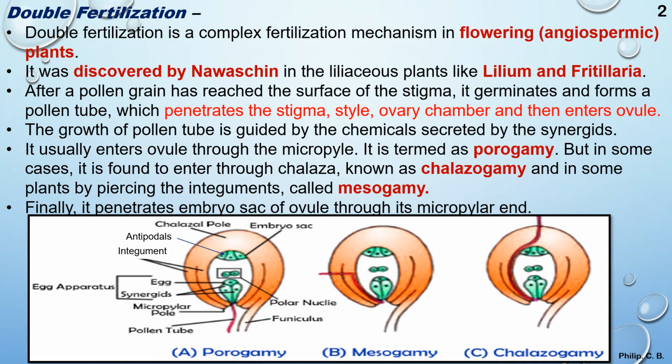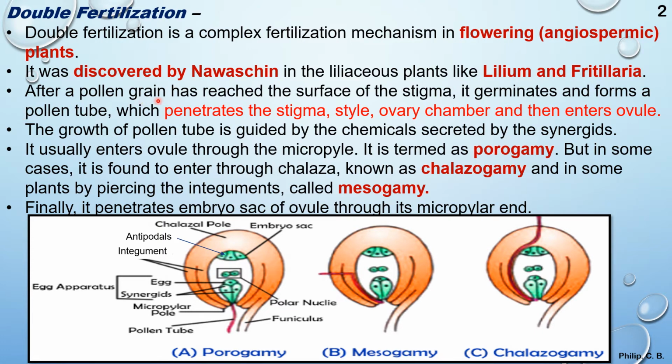Now we learn the detailed part of double fertilization. Double fertilization is a complex fertilization mechanism in flowering plants, that is angiospermic plants. As we know that all the angiospermic plants are flowering. It was discovered by Navashin in the liliaceous plant like Lilium and Fritillaria.